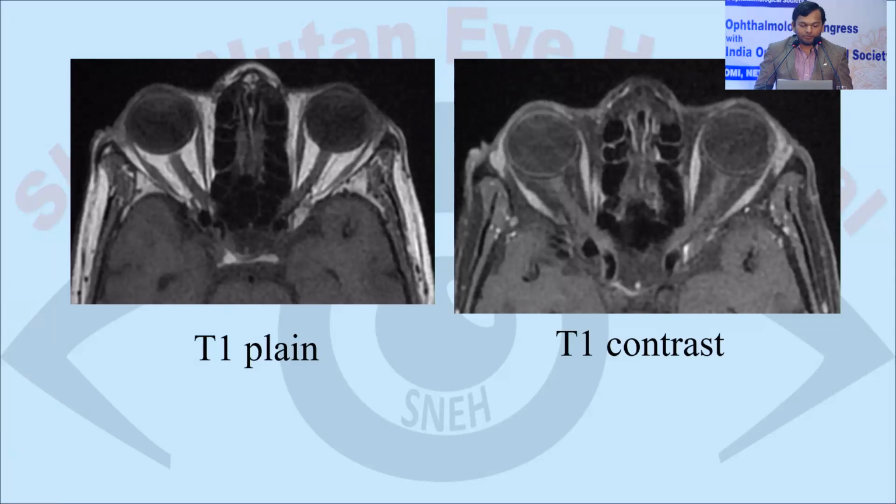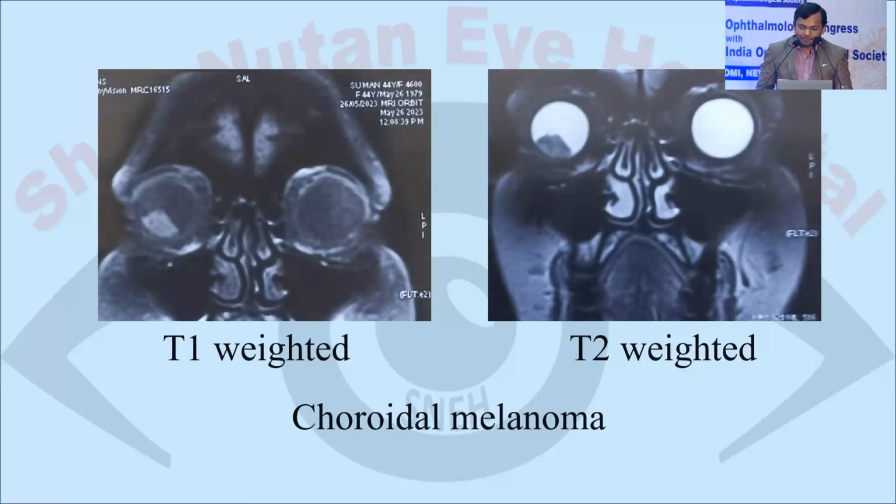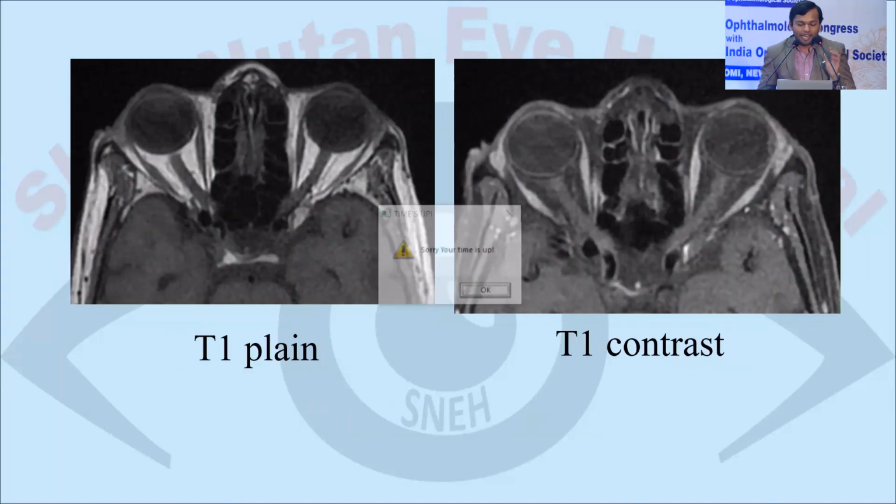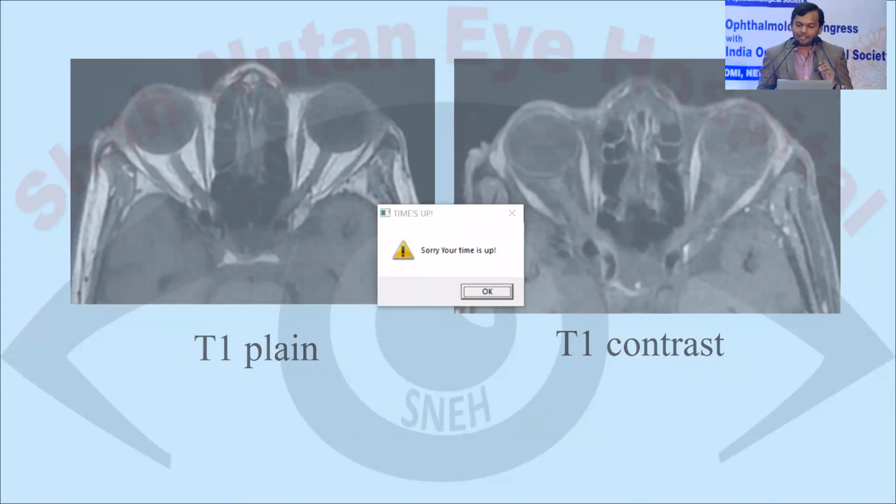Again, we have T1 and T2 weighted images, and T1 and T1 contrast weighted images. I'll skip this.